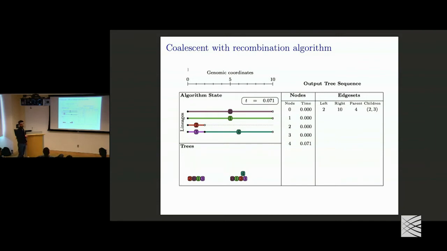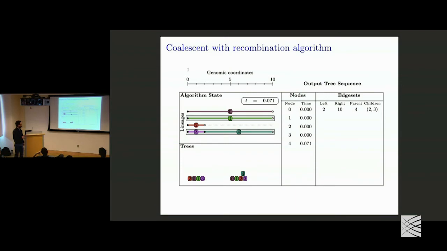So this information is recorded in our table of edge sets over here. And all this says is that from position 2 to position 10, the parent, or the 4 is the parent of 2 and 3. So we're just purely recording this tree node and the genomic interval over which it counts. So it's a very simple integer-based encoding of the genealogies.